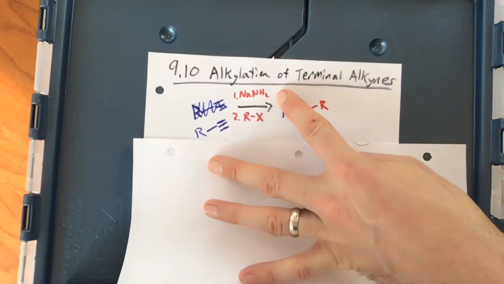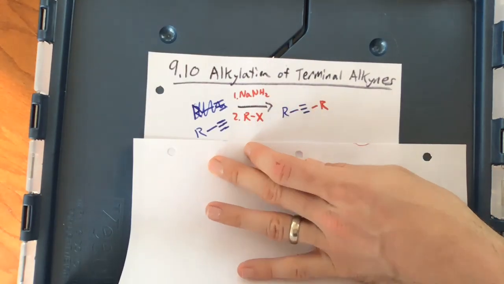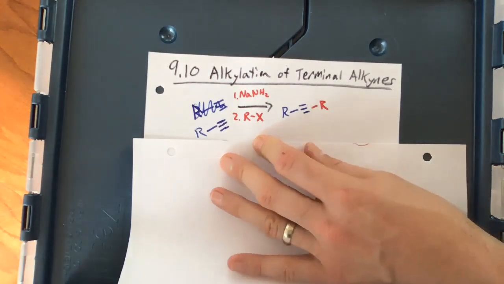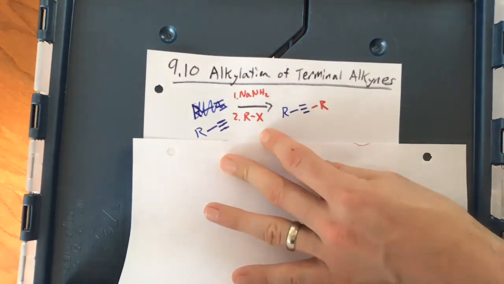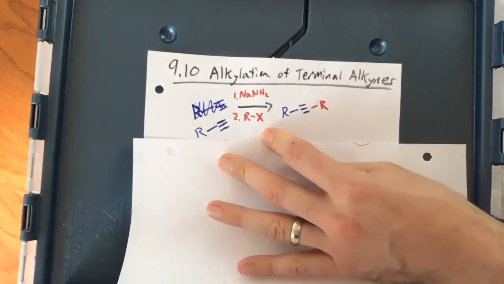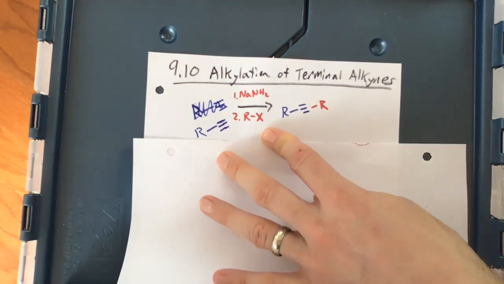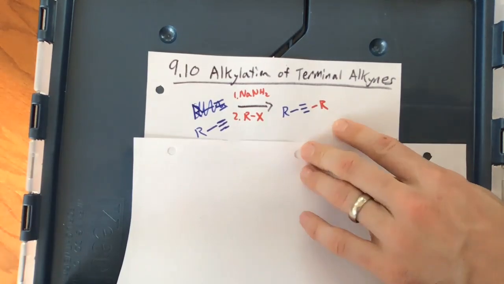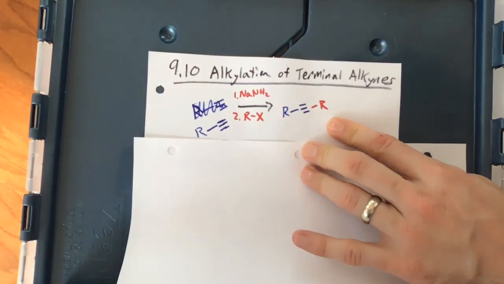And if you deprotonate the alkyne with sodium amide, you end up getting the anion that you can then treat with some alkyl halide in a substitution reaction to make the internal alkyne product.